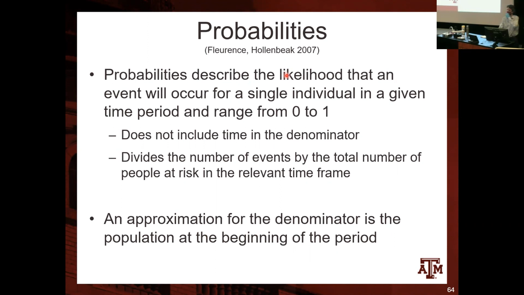And remember, what was the approximation for rates? The population in the middle of the period, July, or the average between January and December, right? Because here we're interested in how likely those people are to experience this event, based on the population that was in that specific country, in that specific year, at the beginning of the period.